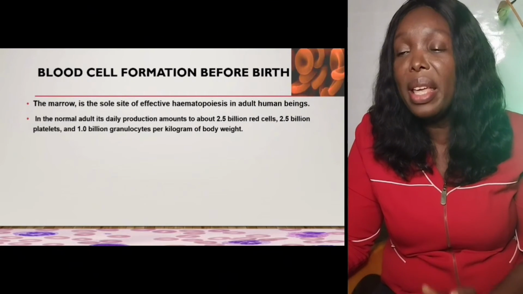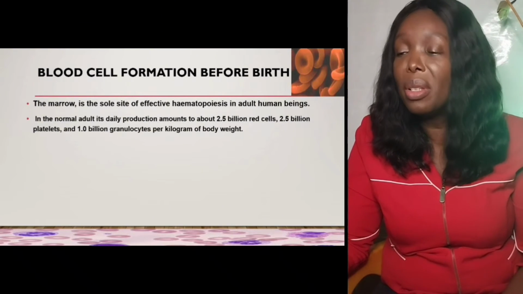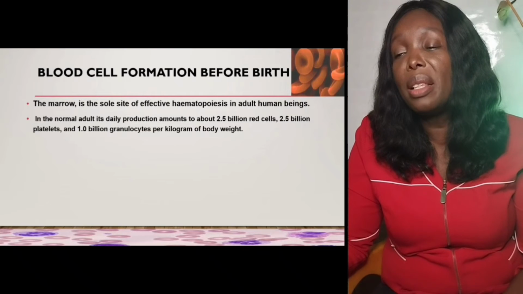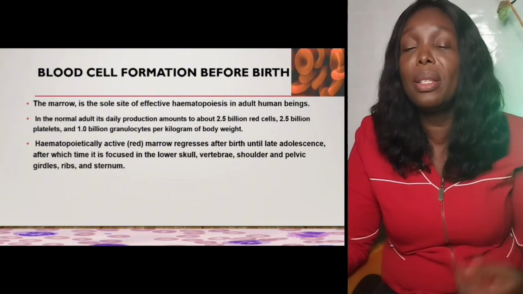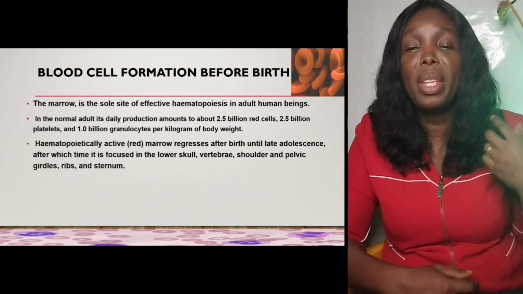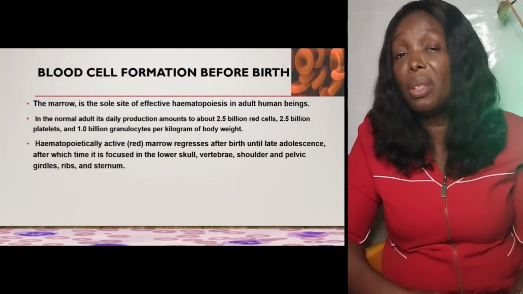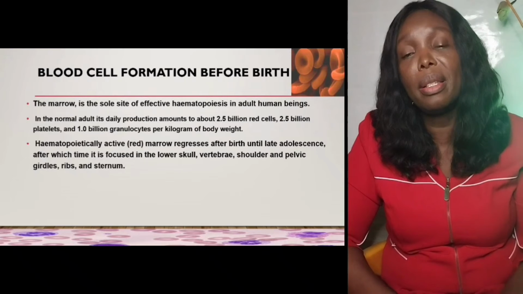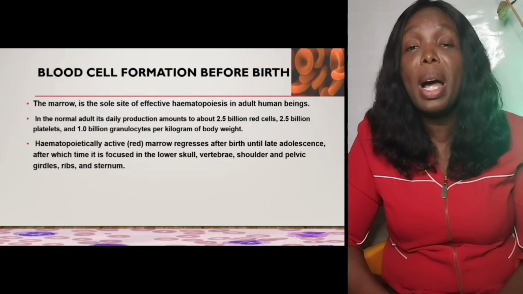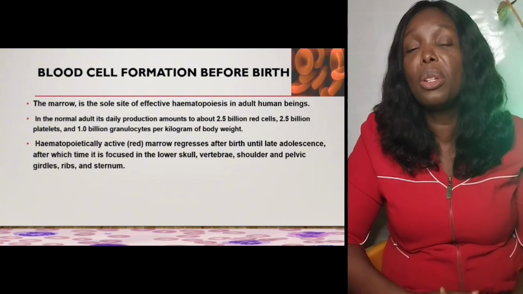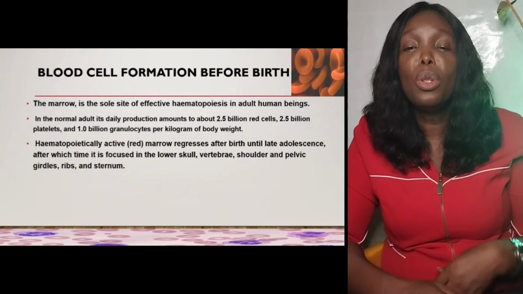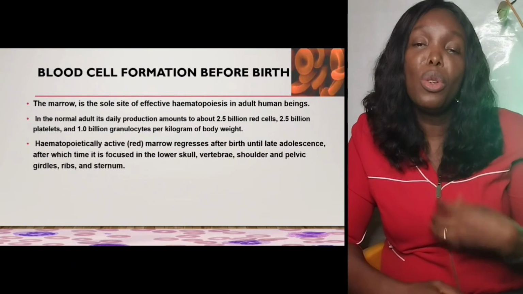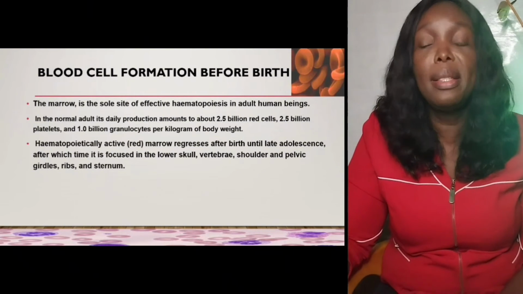In a normal adult, production amounts to about 2.5 billion red blood cells, 2.5 billion platelets, and 1.0 billion granulocytes per kilogram of body weight. Imagine this turnover. The body has to turn over these cells as much as possible, because if you remember, the lifespan of a red blood cell is about 120 days. For platelets, it's about 7 to 10 days, while a granulocyte lasts just a few hours within the circulation. So there is need for the system to have a high rate of production of these cells, in order to replace those that have been catabolized and taken out of the system.